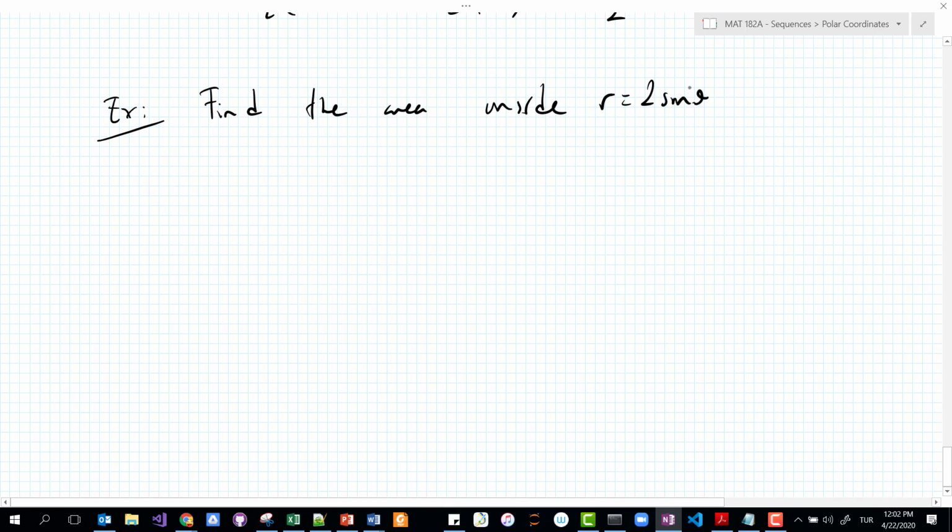Now, I want to look at a little bit different problems, like the area between the curves we solved before. So can we do similar things in polar coordinates? Look at another example. Find the area inside r equals 2 sine theta and outside of r equals 1.